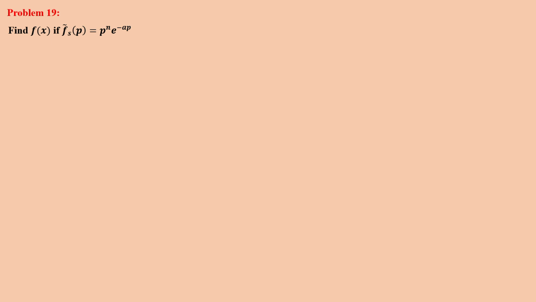Find f of x if f s bar of p is equal to p power n e power minus ap. So we need to find f of x. They have given the Fourier sine transform of f of x. So from the Fourier sine transform we are going to find f of x using the inverse Fourier sine transform, right?